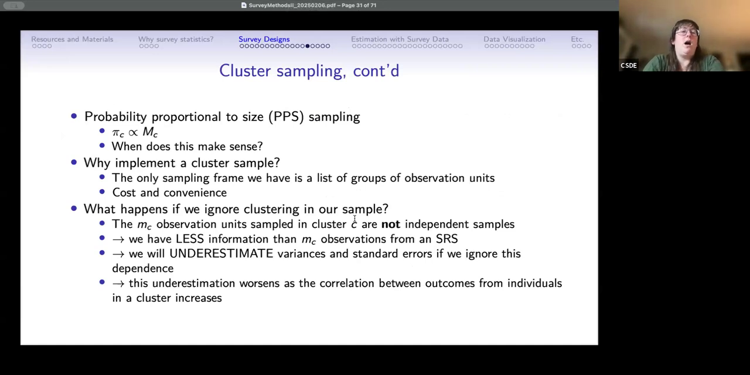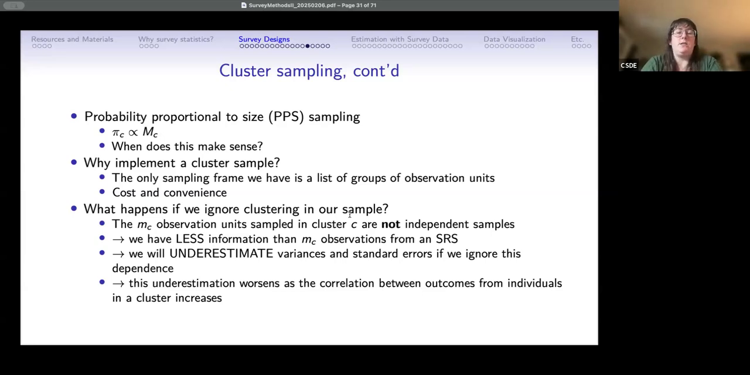All right. So often when we're doing cluster sampling, it is out of necessity due to not having a sampling frame of our observation units, and/or convenience, that it would be way too costly and inefficient to sample at the observational level or the observation unit level. Often these clusters tend to be geographic, but that's not always the case.